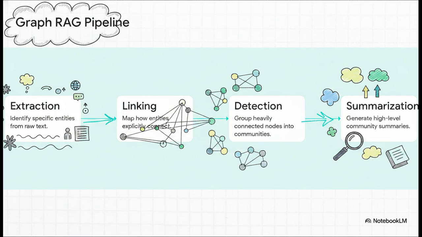So, the crucial point is how we actually build this pipeline. It happens in 4 logical steps. First up, entity extraction. An AI reads the raw text and pulls out specific people, places, and concepts. Second, relationship linking. It maps exactly how those entities connect to one another. Third, community detection. It uses algorithms to group heavily connected nodes into distinct clusters or communities. And finally, community summarization. It generates high-level summaries of what those communities represent. It literally transforms messy, unstructured text into a highly organized knowledge graph.